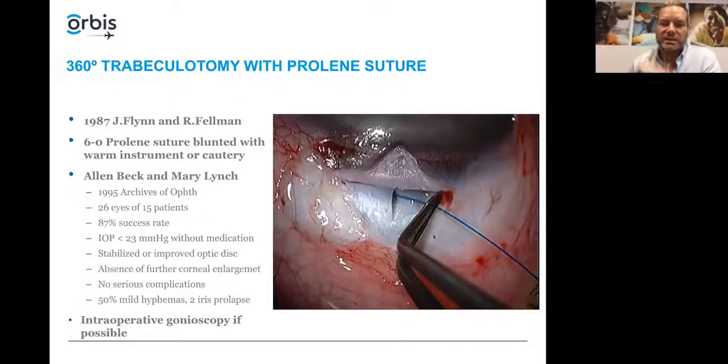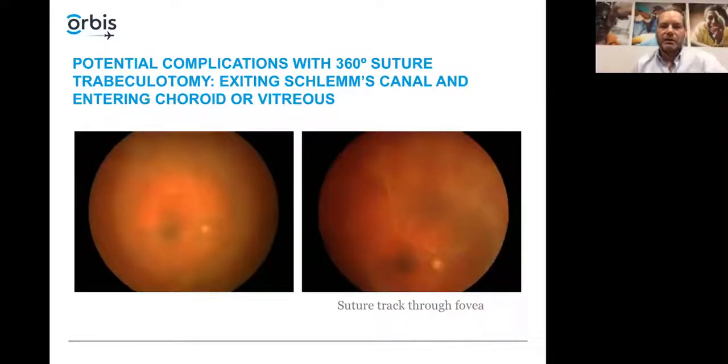One key thing that they did here, which I think is important to keep in mind, is they did intraoperative gonioscopy and monitored where that Prolene suture was going, because you can't really see it. And here's something that highlights what can happen. This happened to me, and I did two things wrong.